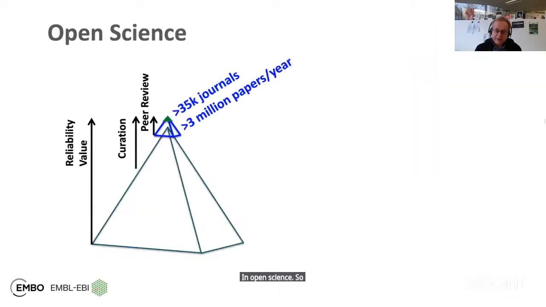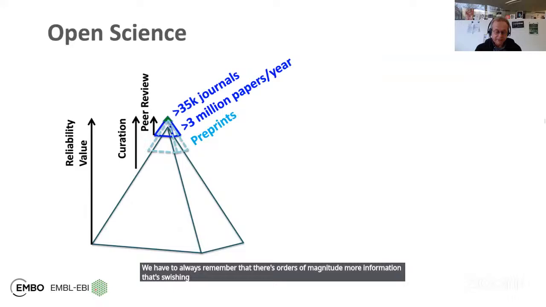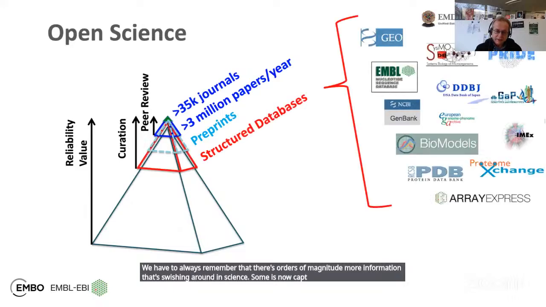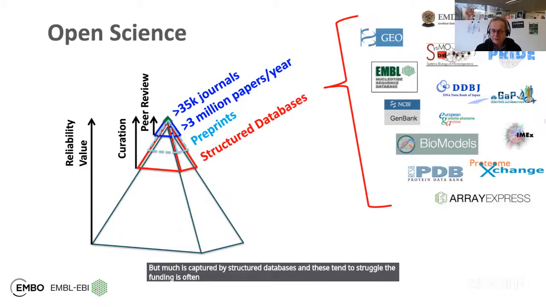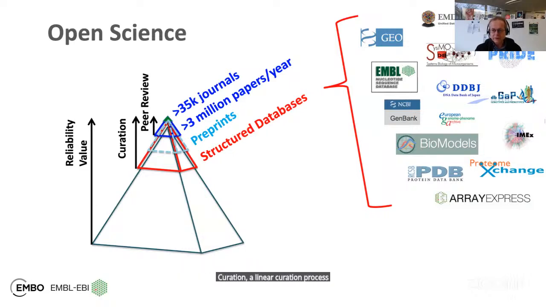So the volume is massive. I mentioned how many journals and papers we have. We have to always remember that there's orders of magnitude more information swishing around in science. Some is now captured by preprints, but much is captured by structured databases. These tend to struggle because the funding is often not long-term secure, and it's underappreciated how important these databases really are. We're trying to align these better with the journal publishing process, to have an inline curation process from database to journal.